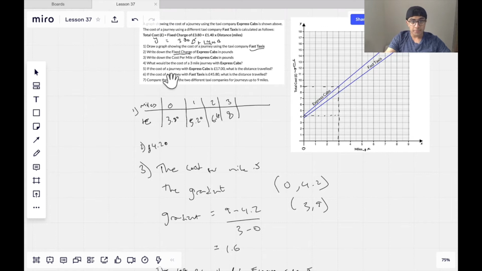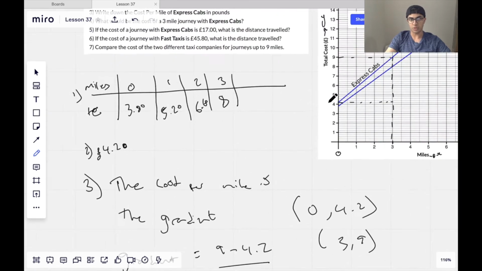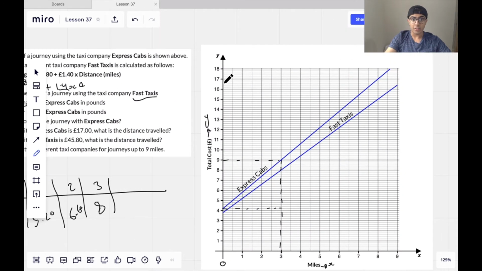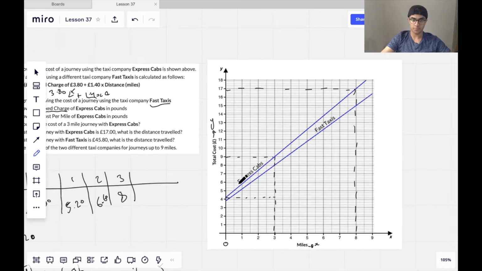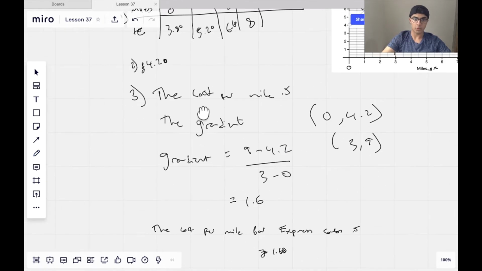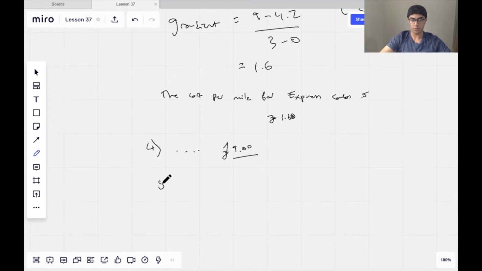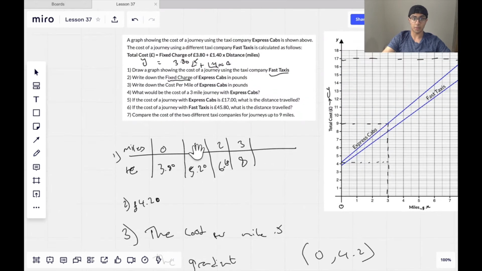Okay. If the cost of a journey is £17 for express cabs, what is the distance travelled? Well, this is just the opposite of what we've just done, right? So we go to cost of 17, and we go along. That's a nice number, and then we just go down. We'll go again with the ruler, and that's £8. So I'm just going to write question 5, 8 miles, not £8, sorry. Again, really important to have this unit here of miles.